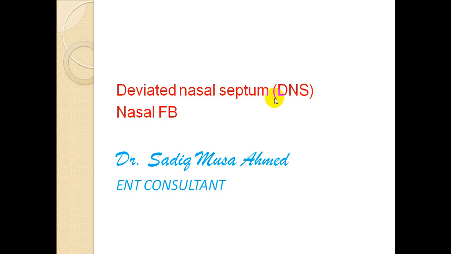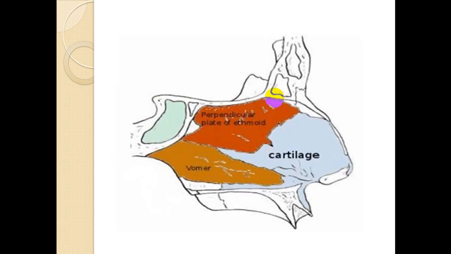I will talk about the deviated nasal septum and nasal foreign body. The nasal septum consists of two parts: the anterior cartilaginous part, which is formed by the quadrilateral cartilage, and the posterior bony part, which consists of the perpendicular plate of the ethmoid and the vomer.